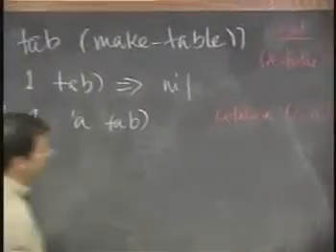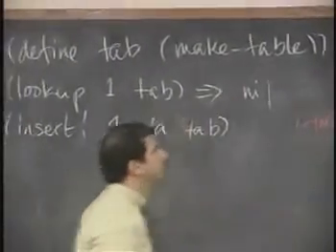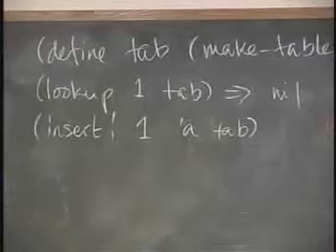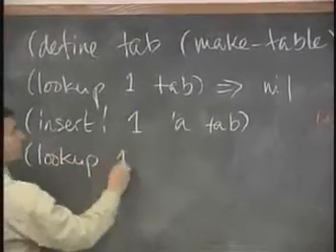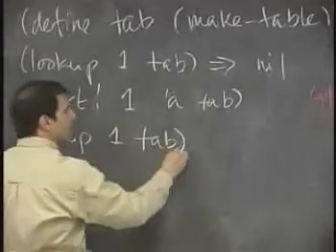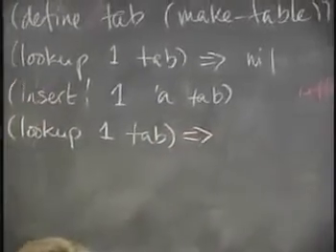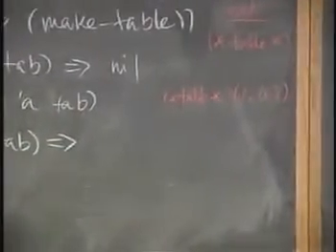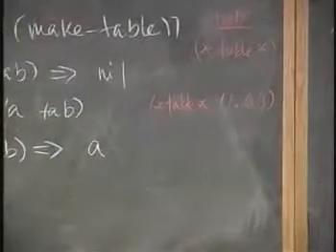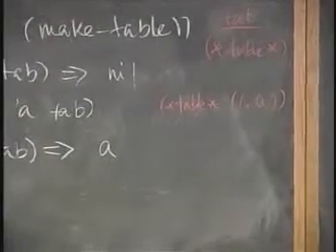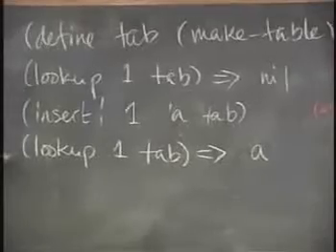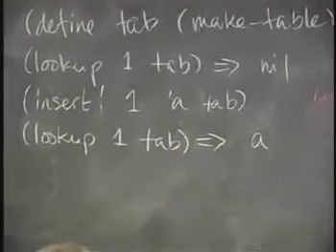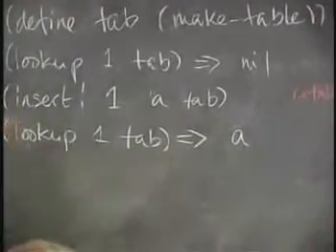And I should spell table correctly. So now if we do lookup of 1 and table, what will we get back? The symbol A. Oh, that's right. If we do an assoc of 1 and table, we would get 1.A. Because we are doing lookup, not just assoc, we get A.